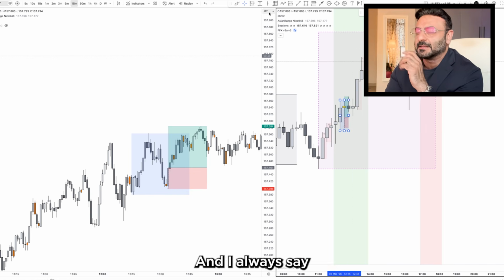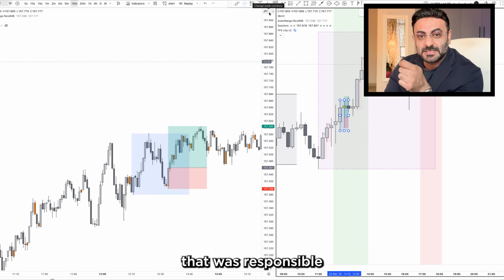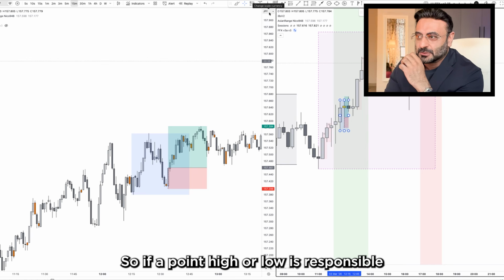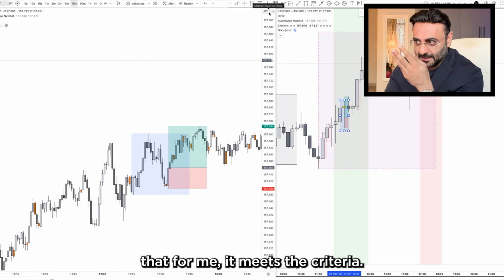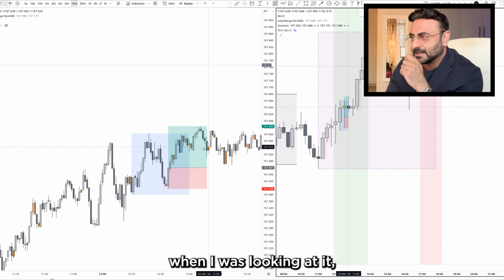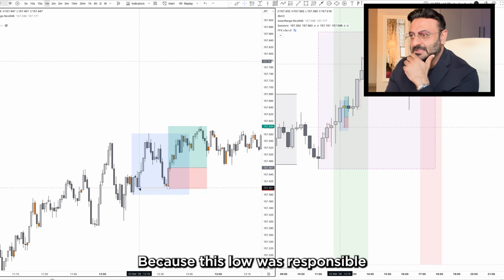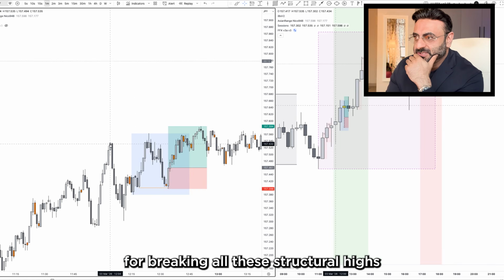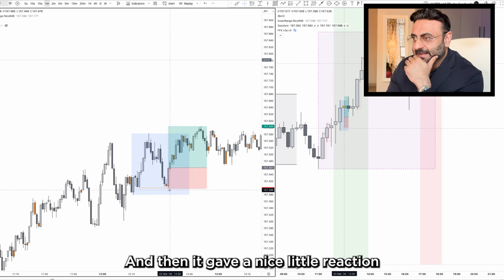Where is my liquidation? I always say a liquidation is a strong high or a strong low that was responsible for breaking a structural point. So if a point, high or low, is responsible for breaking a structural fractal high or low, then that point becomes a strong liquidity point. And if that gets swept, then for me, it meets the criteria. So at this point in time, when I was looking at it, this low became my sweep, right? Because this low was responsible for breaking all these structural highs right here, and then eventually came down and got swept. And then it gave a nice little reaction after that.